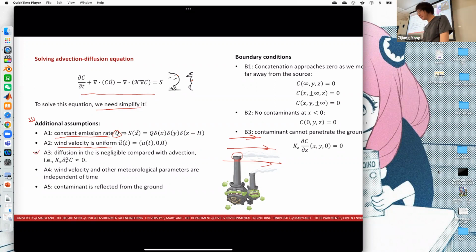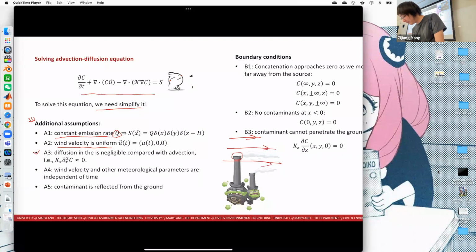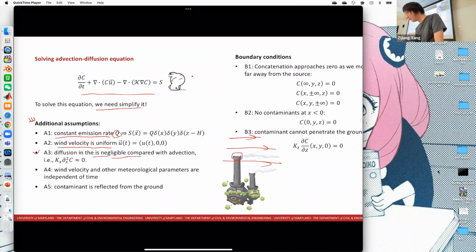And the third one is diffusion. Diffusion is negligible compared with advection. So in this case, even though some of the particles will go with the wind, and because of diffusion some particles go in this direction, we assume that the speed of this diffusion is much smaller than the speed of the wind. So if this is Vd and this is Va, we can see that Va is much larger than Vd.